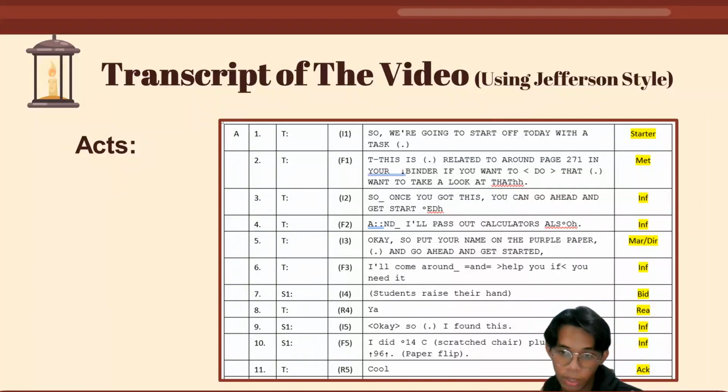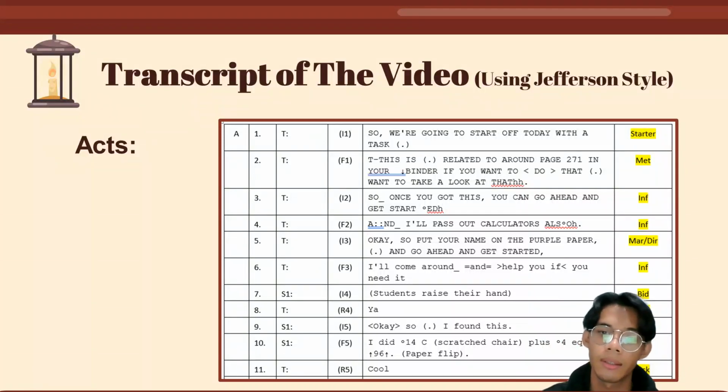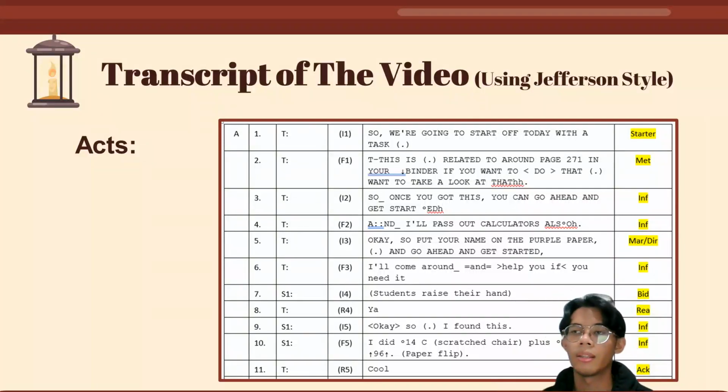And then we can also see the example of bid here, where the student raised their hand. Even though it's nonverbal communication, nonverbal communication like raising the hand is also considered in the analysis in a transcription. So we can put it there in the transcription, and it acts as an I4 or initiate, because the student initiates that they want to ask something, so they raise their hand. The act is called bid, where the students bid themselves to ask something or to do something.